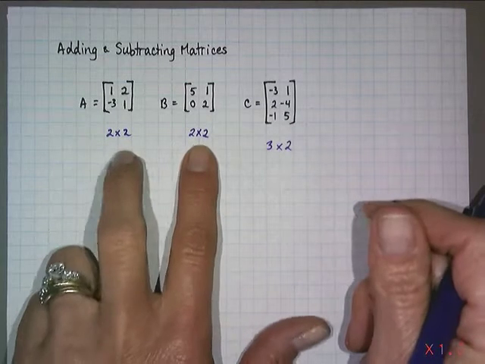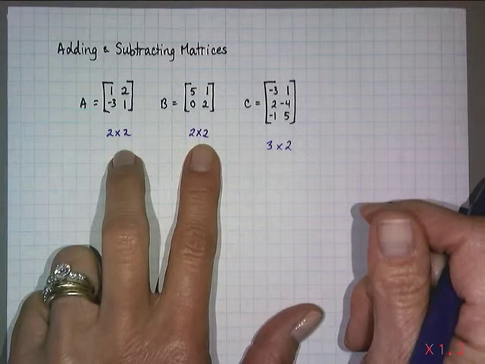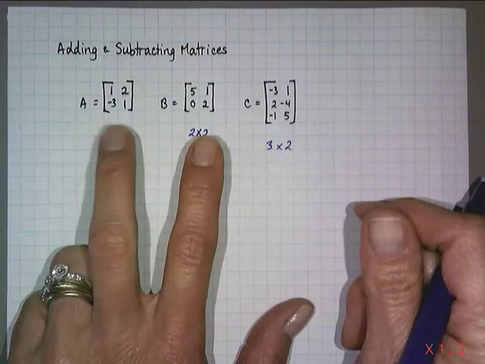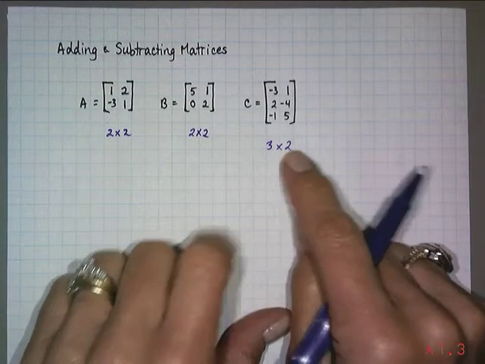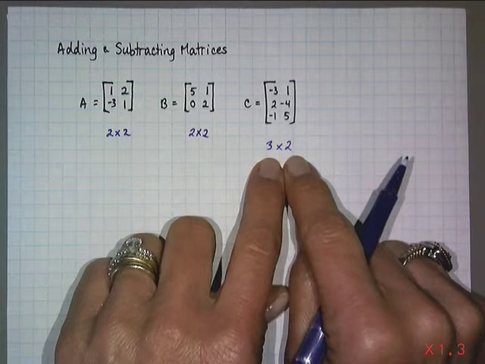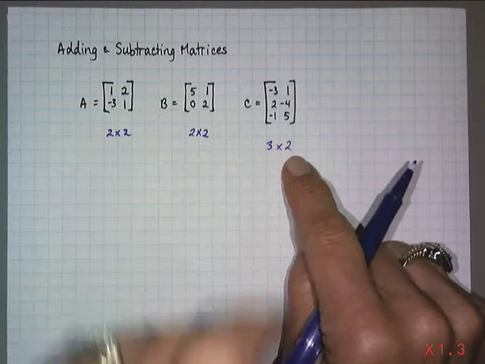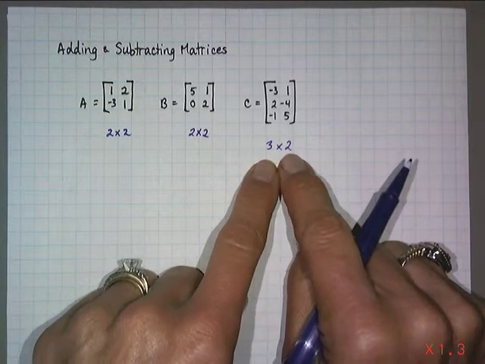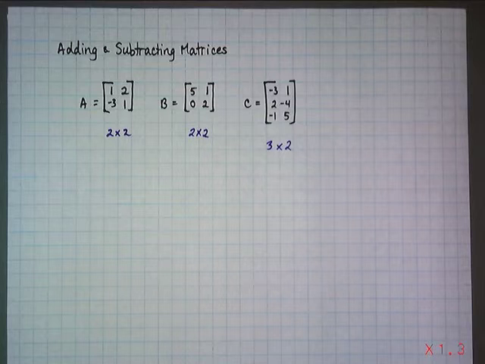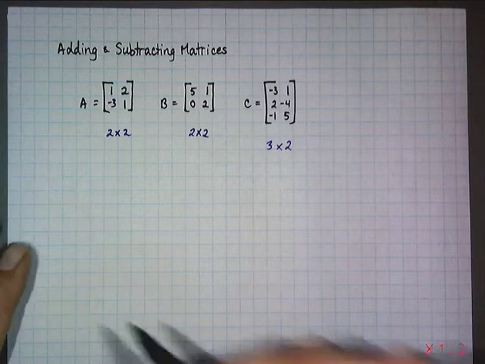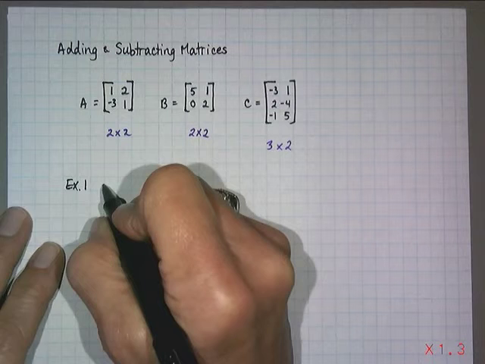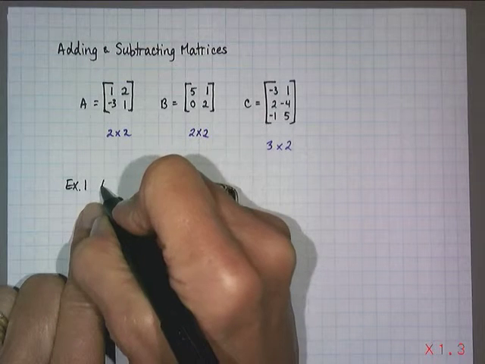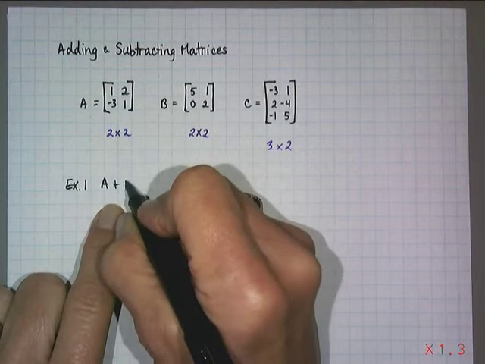Now, the dimensions of matrix A and matrix B are the same, so they can be added, they can be subtracted. Matrix C is a 3 by 2, so I cannot add matrix C to either A or B because the dimensions don't match. You may understand a little bit better in just a minute when I show you an example.